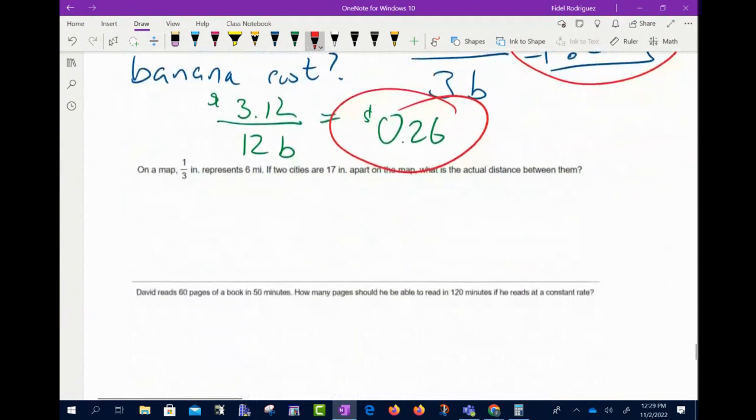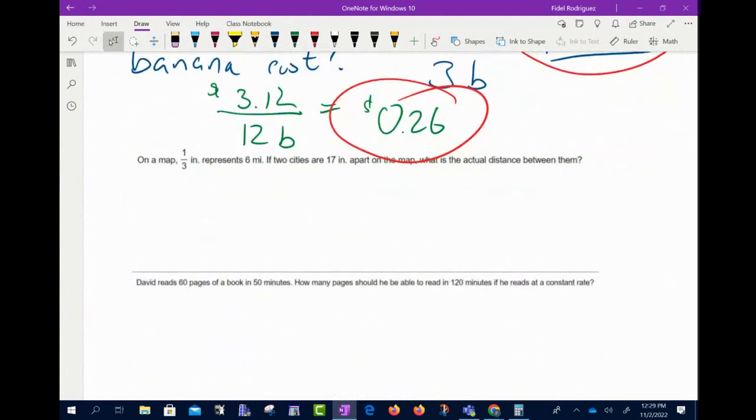Okay. And so again, y'all, these problems are all going to be kind of ratio and proportion type problems, right? So look at the next one here. It says on a map, 1/3 of an inch represents 6 miles. If two cities are 7 inches apart on the map, what's the actual distance between them?